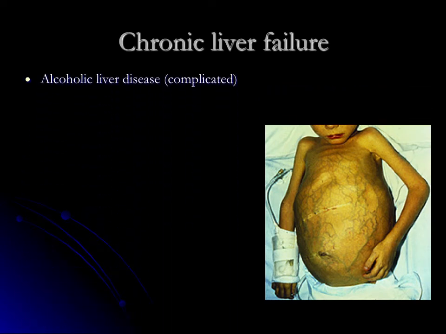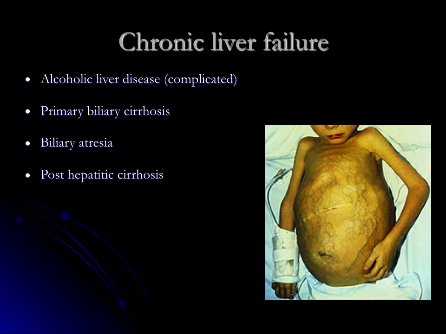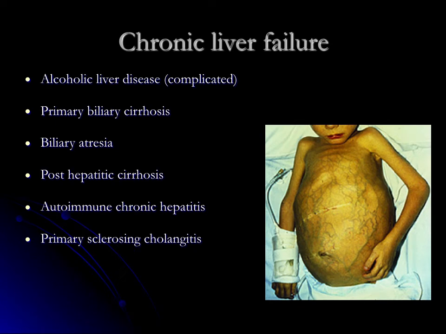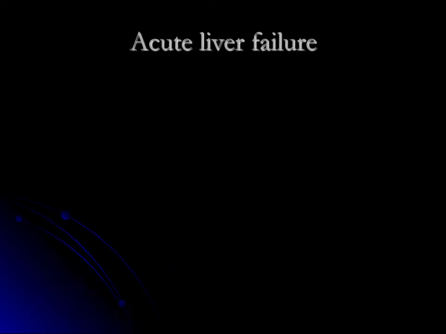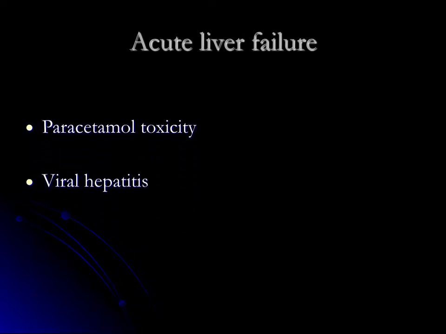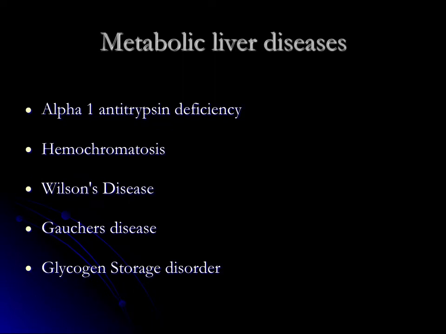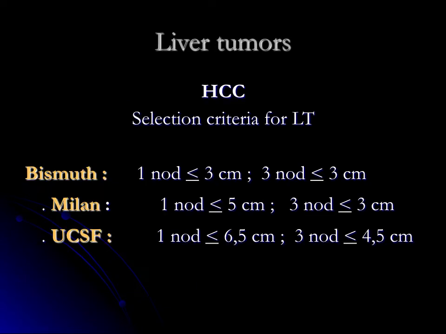Including chronic liver failure, either alcoholic liver disease, primary biliary cirrhosis, biliary atresia in newborns, post-hepatic cirrhosis, which is the commonest in Egypt and worldwide, autoimmune chronic hepatitis, primary sclerosing cholangitis, and veno-occlusive disease like Budd-Chiari syndrome. For acute liver failure, either due to paracetamol toxicity or viral hepatitis. For metabolic liver disease, alpha-1 antitrypsin deficiency, hemochromatosis, Wilson disease, Gaucher disease, and glycogen storage disease.